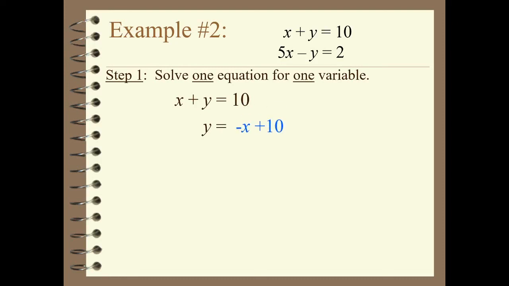So I will be transposing x to the other side. When you transpose x to the other side, that becomes negative x. So this is now equation number 3. Take note, this is equation 1, this is equation 2, and we now have equation number 3.